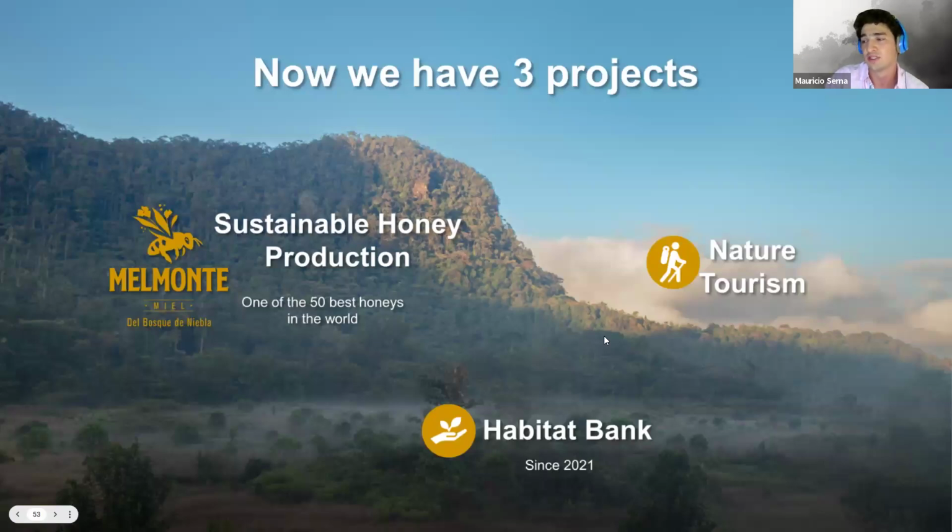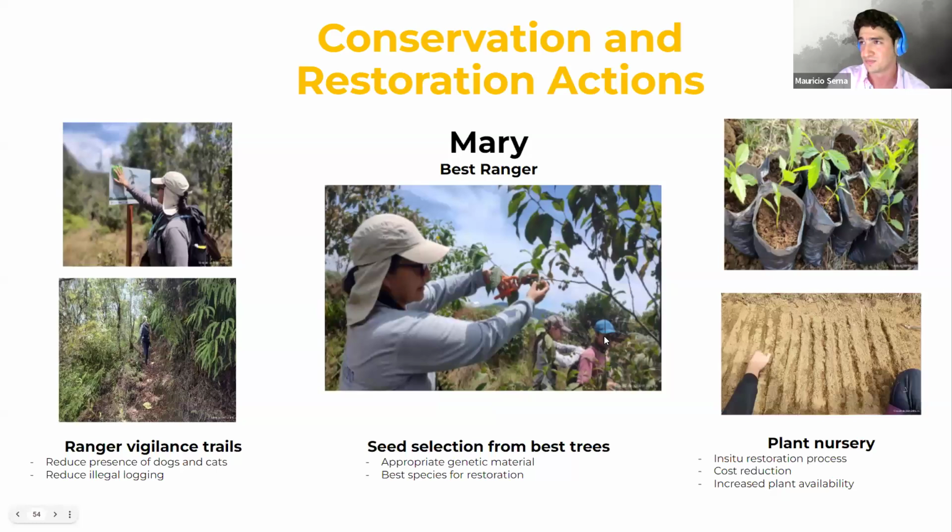The first one is the Habitat Bank, of course, and this has enabled my family to produce sustainable honey. Last year, we won a prize for one of the 50 best honeys in the world. And we also do nature tourism with universities and with foreign and local people that want to go hiking in El Globo.